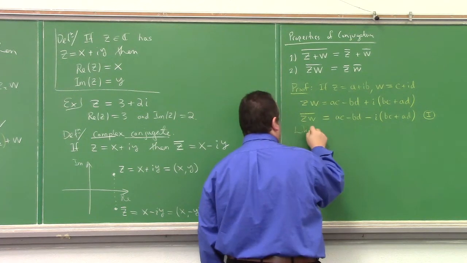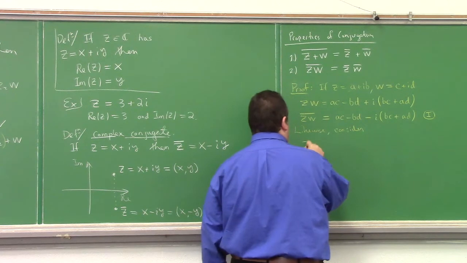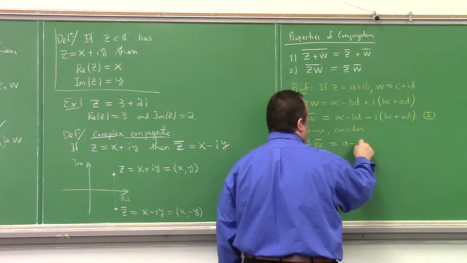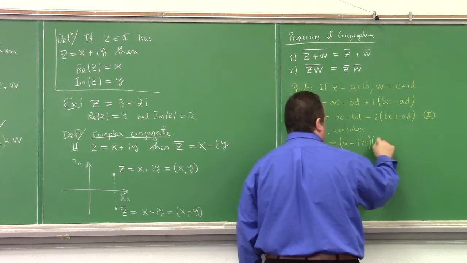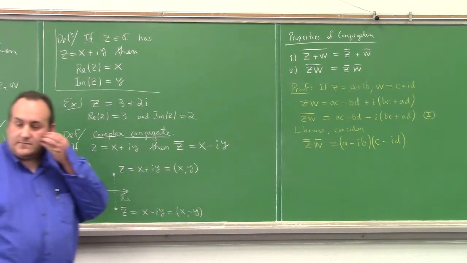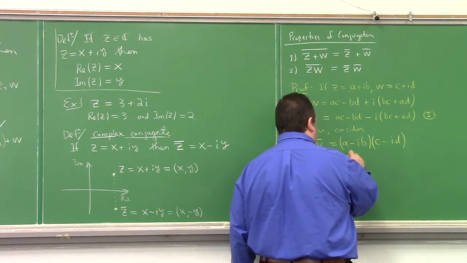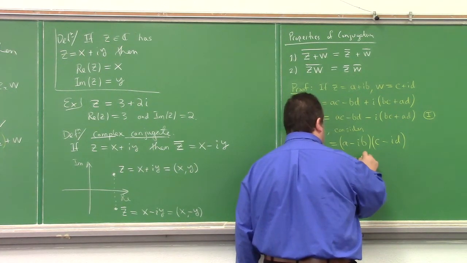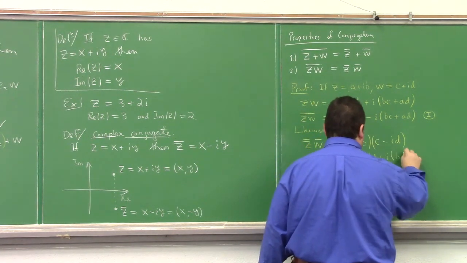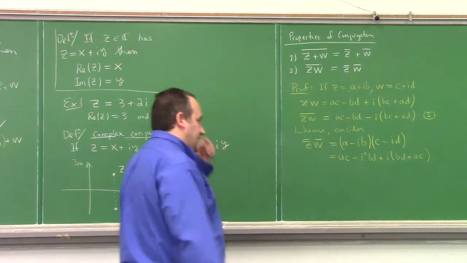So likewise, consider z bar, w bar. That would be a minus ib times c minus id. Now we can multiply that out. When we multiply that out, what do we get? We get AC minus i squared BD plus i times BD plus AC, actually. Because minus a minus gives me a plus on the BD term.